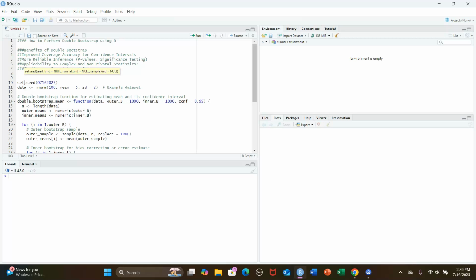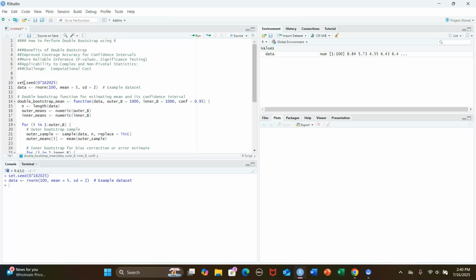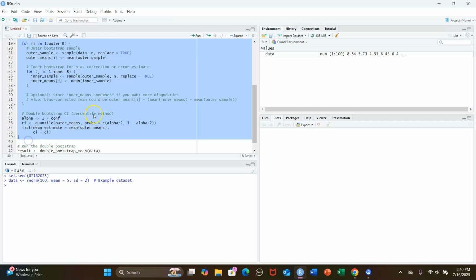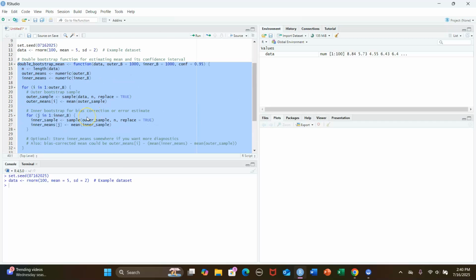All right, so let's set a random seed and create data, which is a random sample from a normal distribution. If you look at the function called double bootstrap mean, it calculates the double bootstrap estimate for the mean of the sample. It reads in the data, the outer B of 1,000, and the inner B of 1,000. These are the number of bootstrap replicates for the outer loop and for the inner loop. The confidence level is 95%.